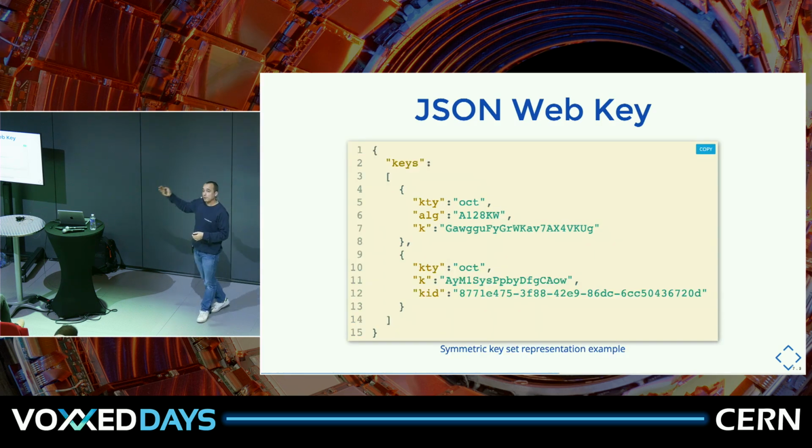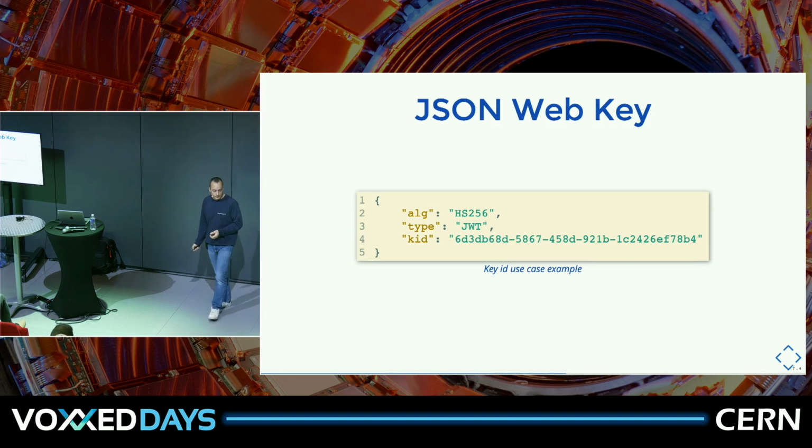Here you can find a key set, because often you have to deal with more than one key. So here is a simple JSON array. Also, something important is the key ID. So you can have an identifier for the key, sorry.